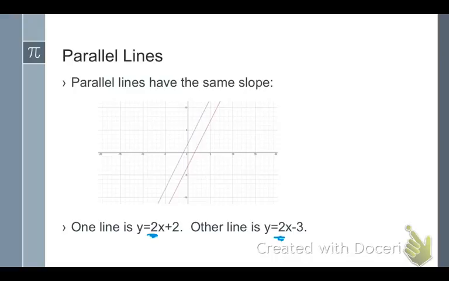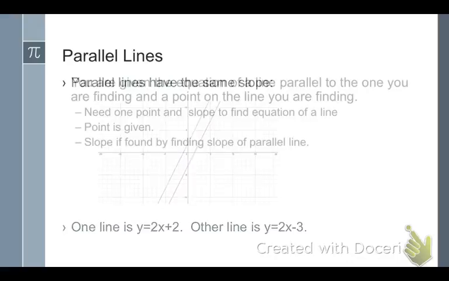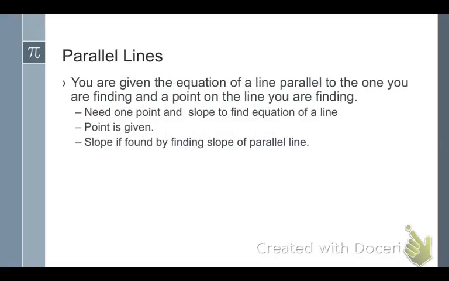Now we will use this idea that parallel lines have the same slope to take a line we're given and find the slope of that line and use it in the line we're supposed to find. So you're given the equation of a line parallel to the one you're finding, and all you need from that is a slope, and you're also given a point for the line you're finding.